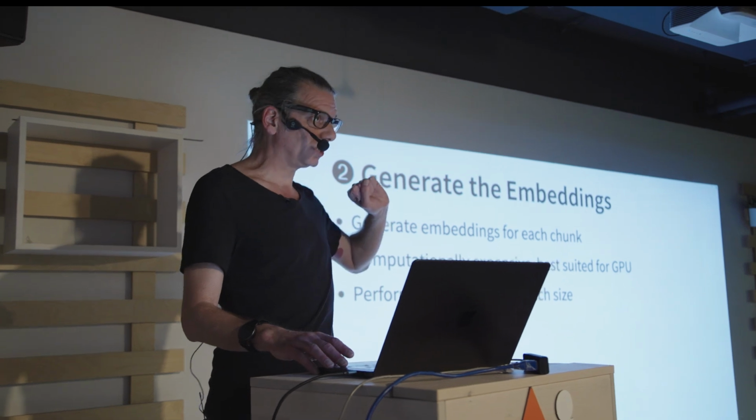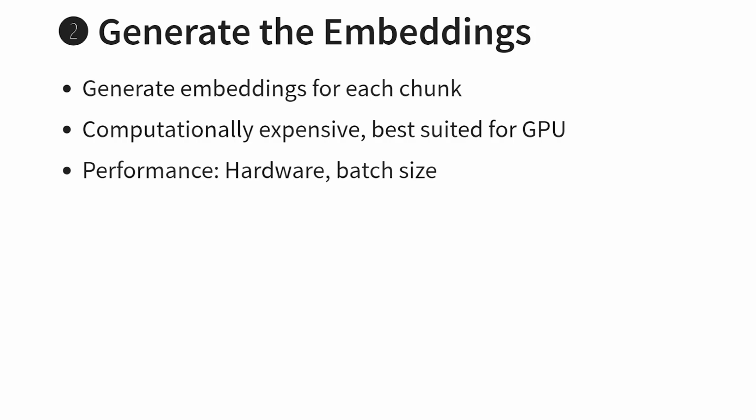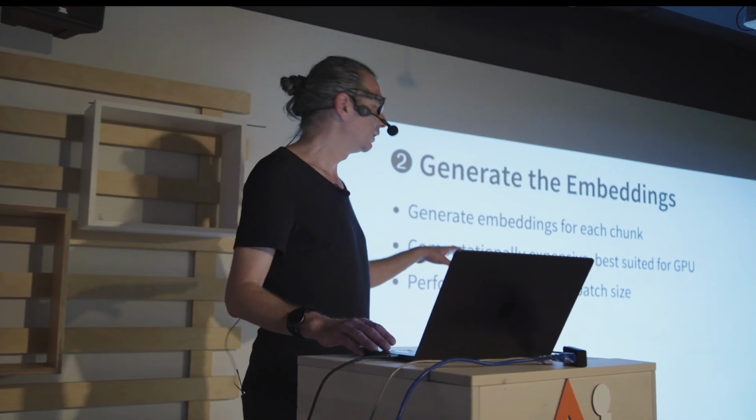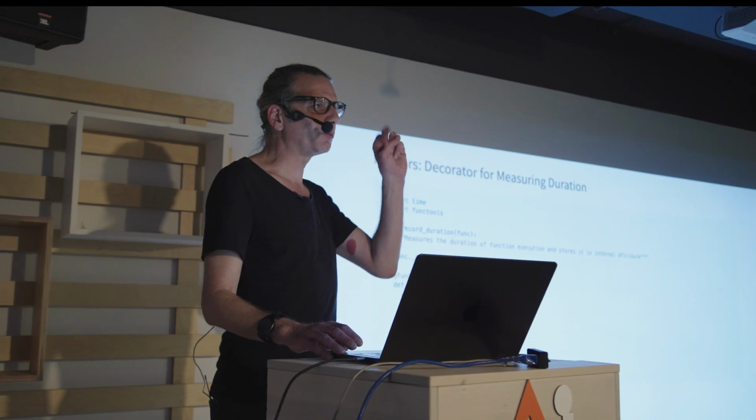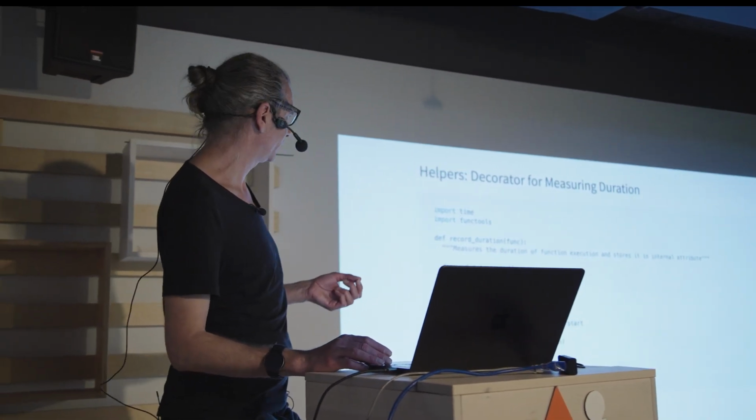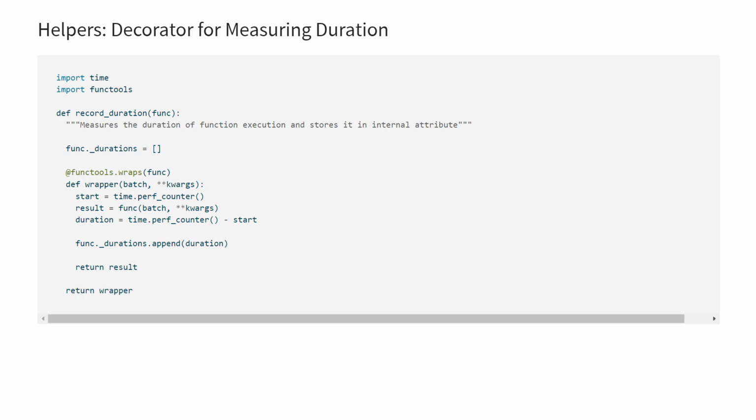So since we now have the chunks, let's generate the embeddings. This part is really computationally expensive. This is where, if you have a GPU, it makes sense to use it. And the performance really depends on the hardware, but also on hyperparameters for our code, usually the batch size. We have a couple of wrappers to measure the durations for individual functions and then aggregate statistics. Again, we're not going to go through the code line by line.